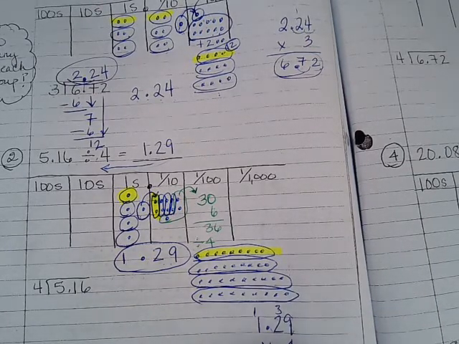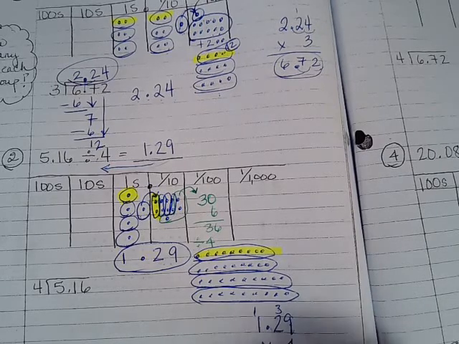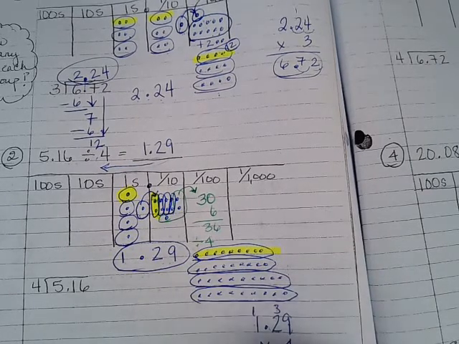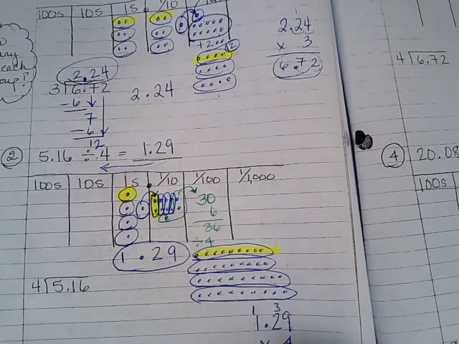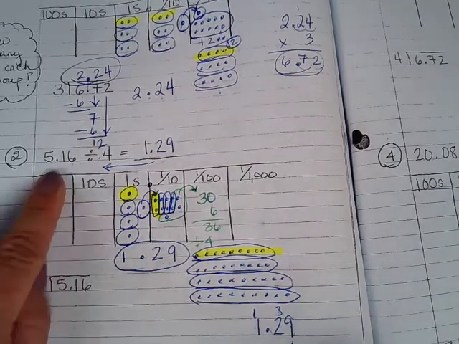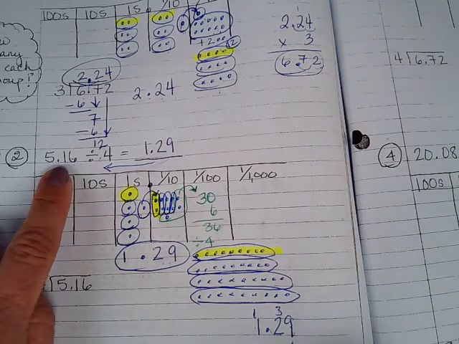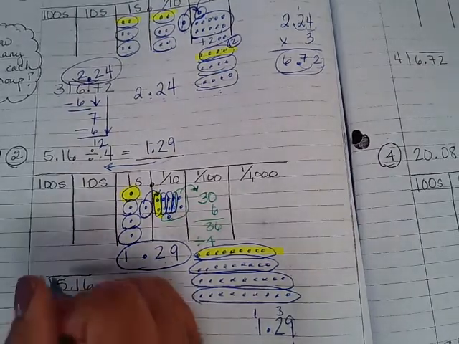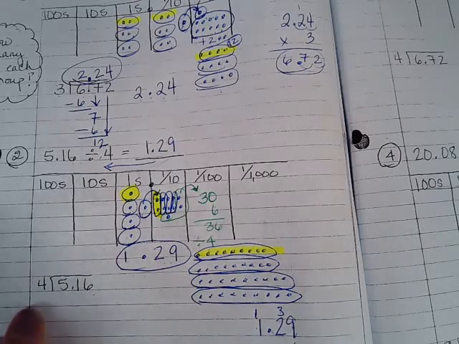5.16. So yes, 4 times 2 is 8, 9, 10, 11. Put down the 1, carry the 1. 4 times 1 is 4, plus 1 is 5. 5.16. So yes, using the inverse operation, I was able to go back and check my work. So now let's use the standard algorithm.